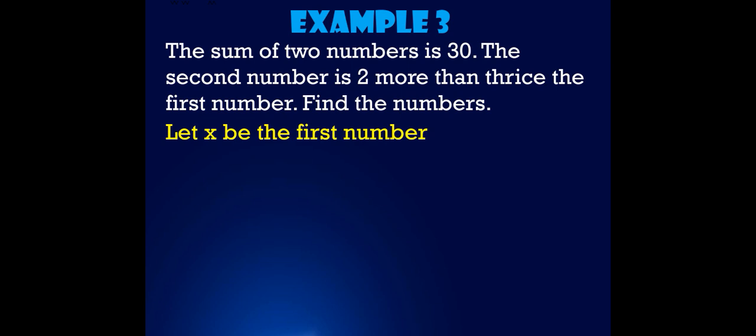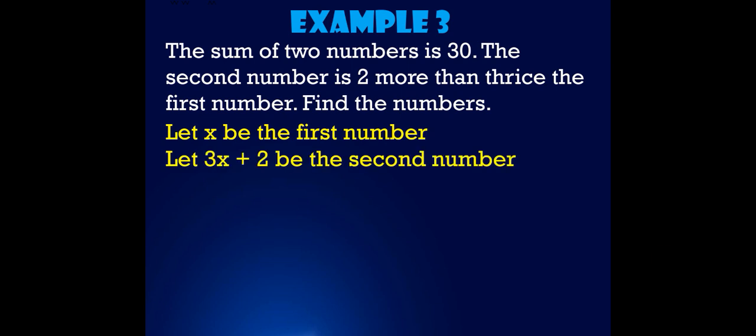So, sabi dito, the second number is 2 more than. So, 2 more than is, that means mag-add ka ng 2 thrice the first number. Kung ang first number natin ay x, ang thrice niya or 3 times niya ay 3x. So, si second number, ibig sabihin ay 3x plus 2. Okay, so paano natin ngayon isosolve ang value ng x? Meron tayong x and 3x plus 2.